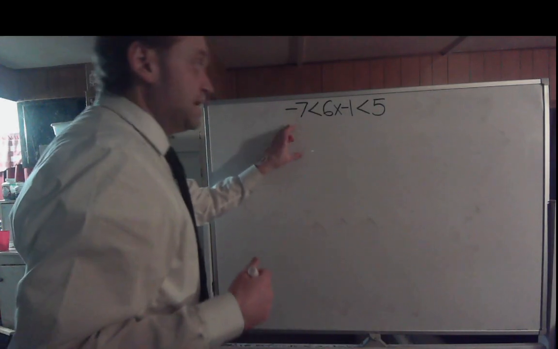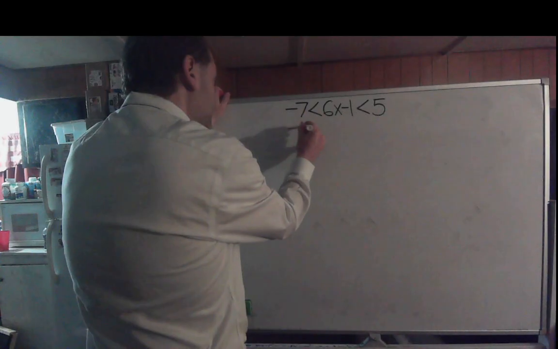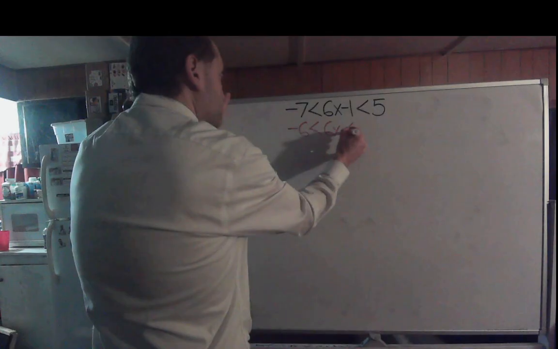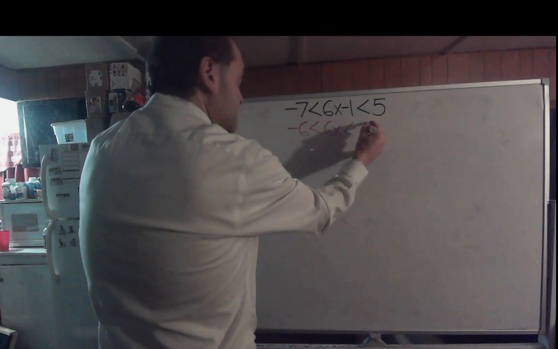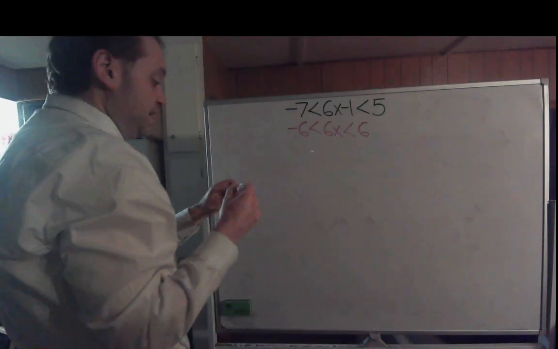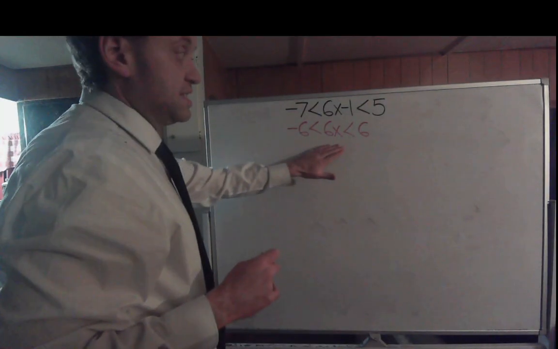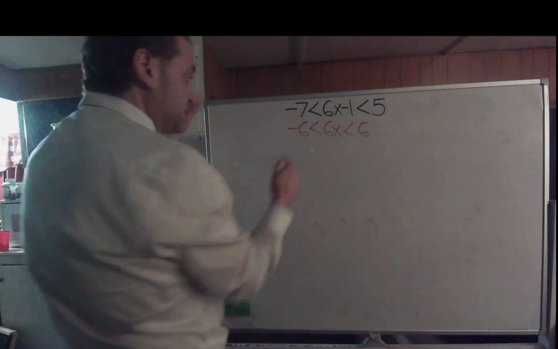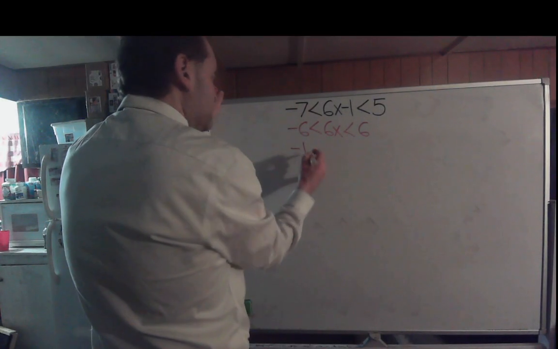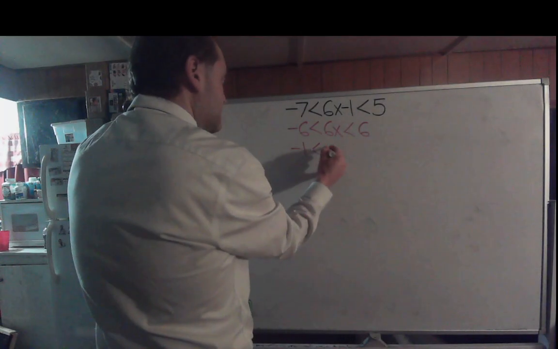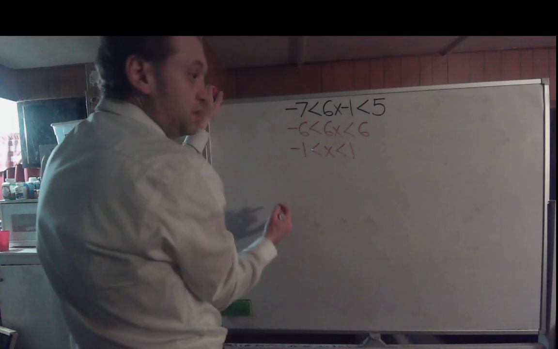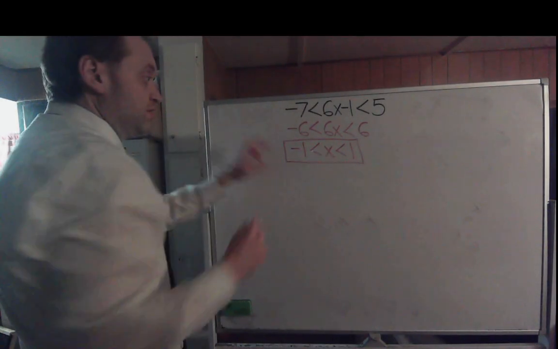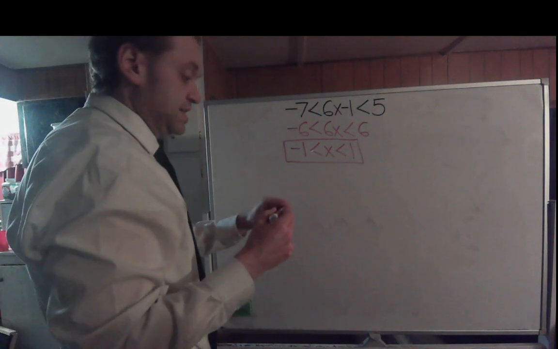If I add 1 to negative 7, I end up with negative 6 would be less than 6x, which would be less than 5 plus 1 is 6. So I end up getting that negative 6 is less than 6x, which is less than 6. Now divide everything by 6. You'll end up getting that negative 1 is less than x, which is less than positive 1. So that's my solution, is that negative 1 is less than x, which is less than 1.